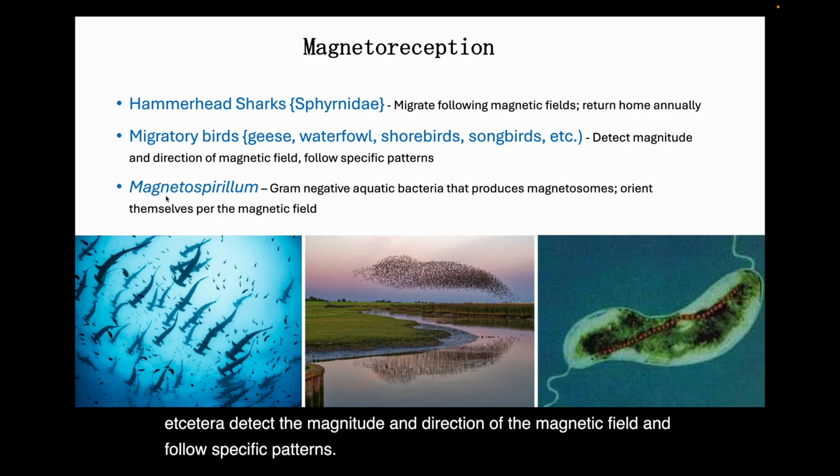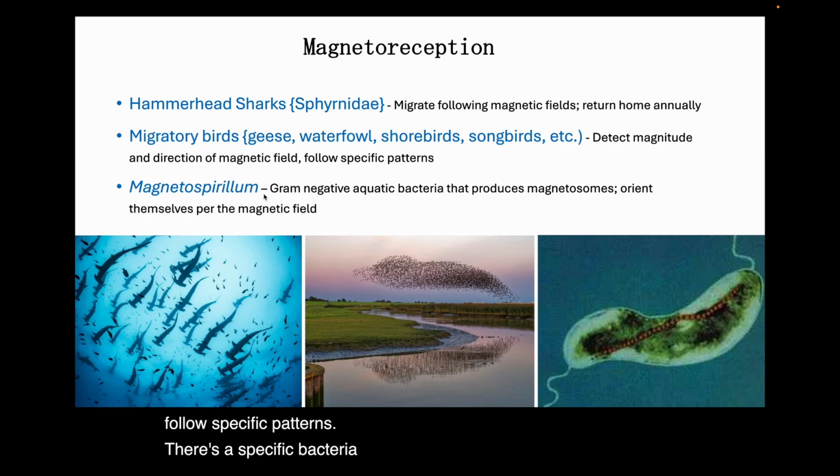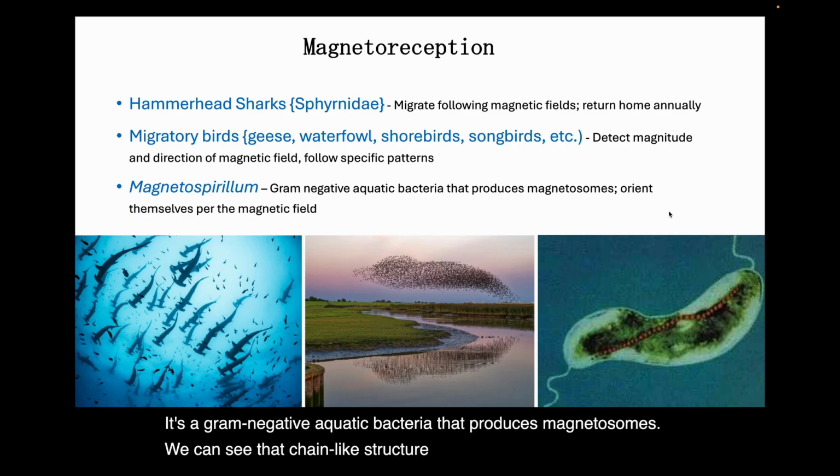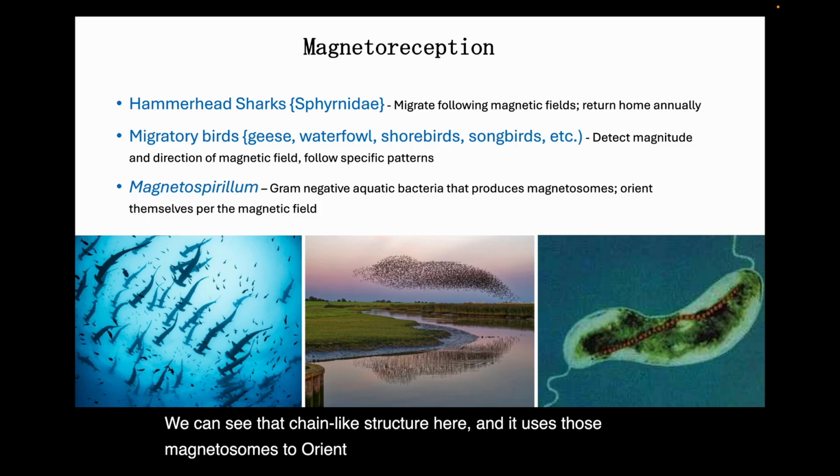There's a specific bacteria called Magnetospirillum. It's a gram-negative aquatic bacteria that produces magnetosomes. We can see that chain-like structure here. And it uses those magnetosomes to orient themselves in the water column.